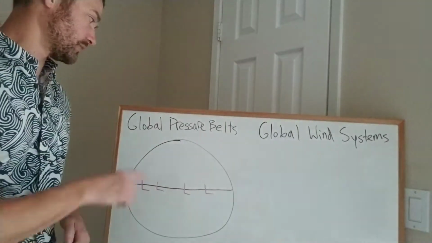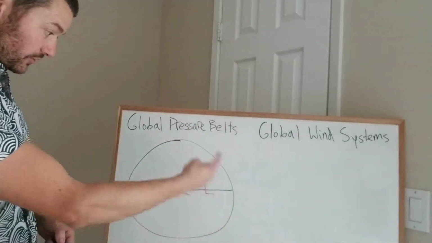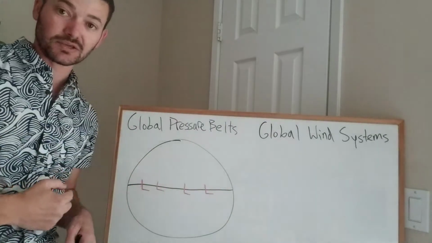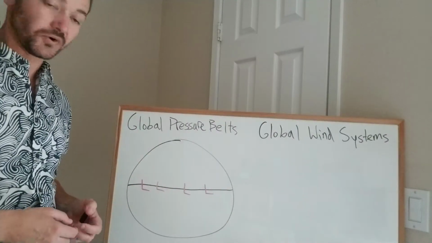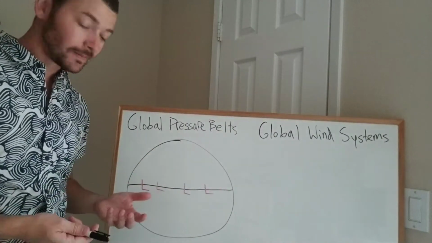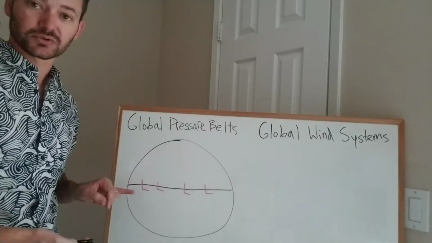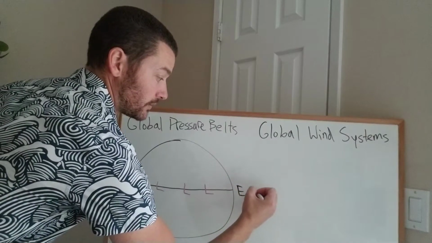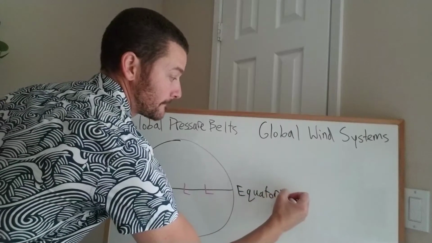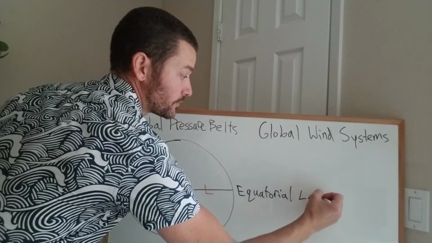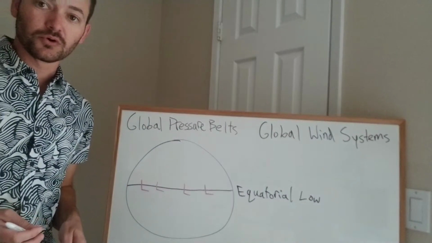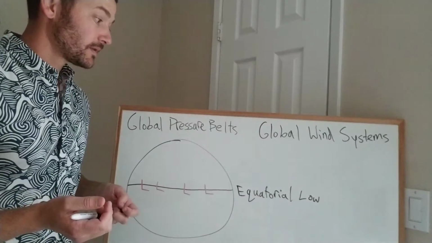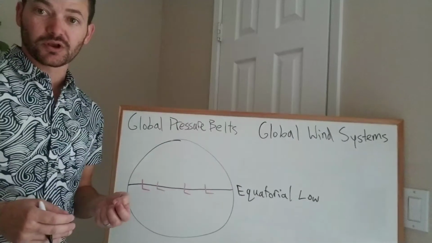So you're going to want to start with global pressure belts. This is Earth. Here's the world. It's a big round circle. Right in the middle is this line. That's the equator. And the first global pressure belt is this low pressure system that goes right across the middle that is called the equatorial low. The equatorial low is a low pressure system, obviously, that hovers typically right around the equator.